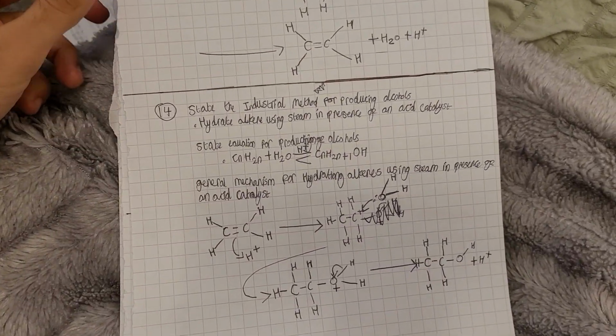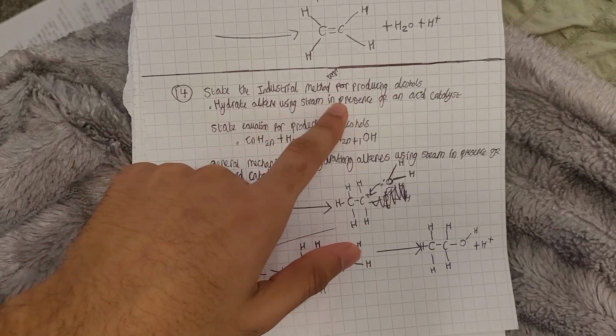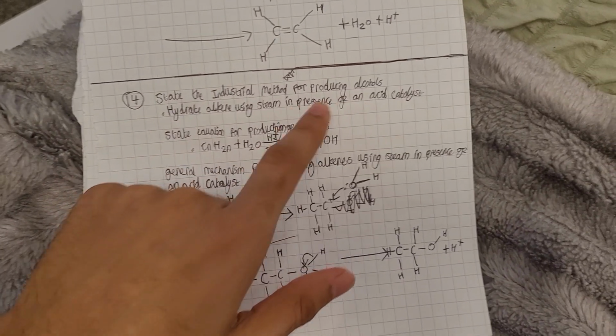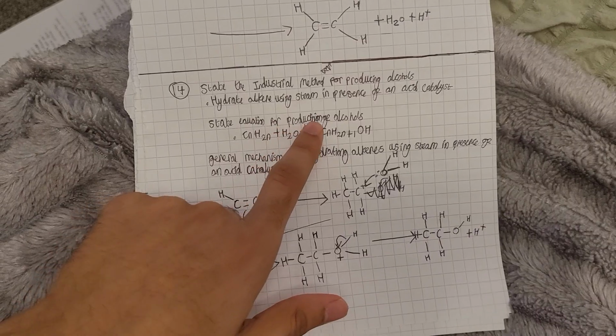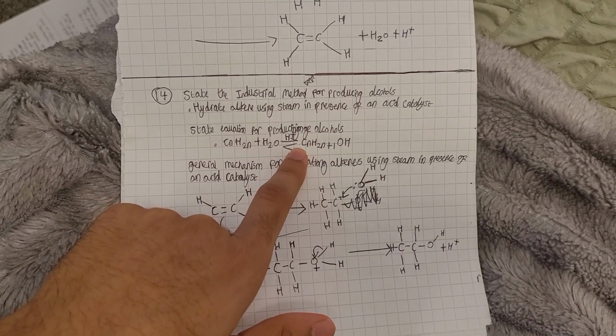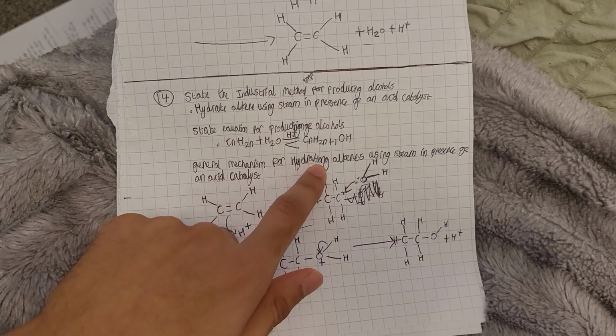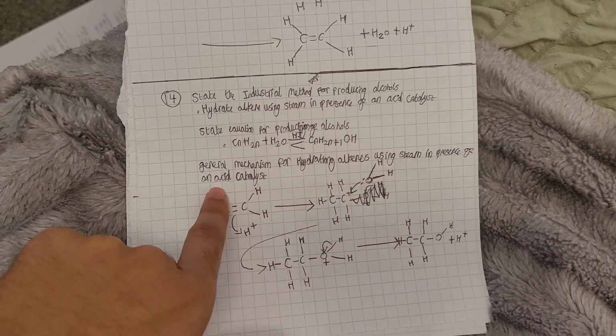And then this mechanism, the industrial method for producing alcohols, hydrating alkene using steam in the presence of an acid catalyst, and the equation for production of alcohols, CnH2n plus H2O, reversible reaction with H plus to form CnH2n+1OH. General mechanism for hydrating alkenes using steam in the presence of an acid catalyst.